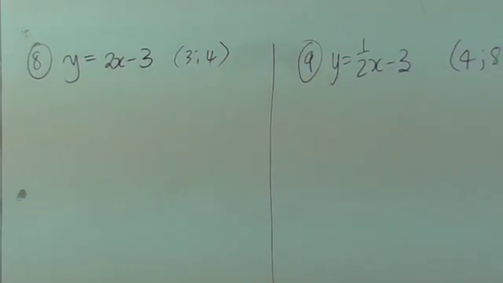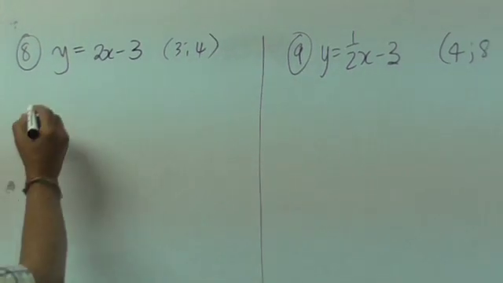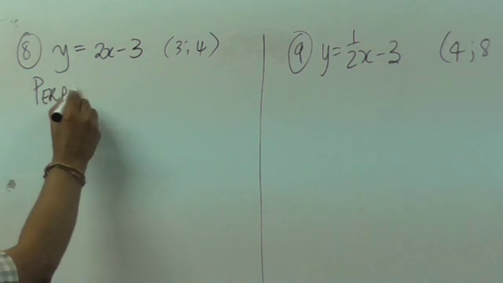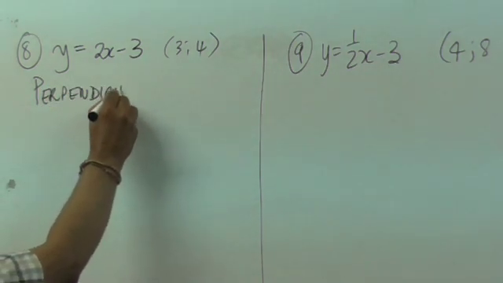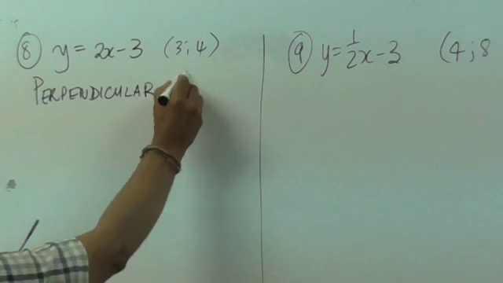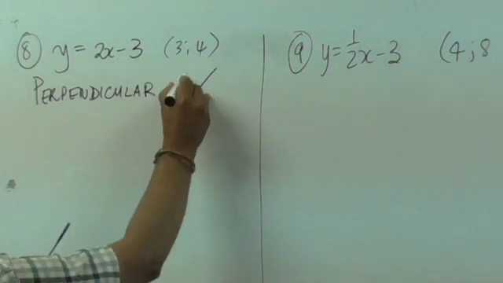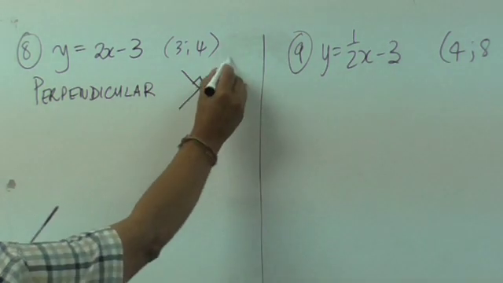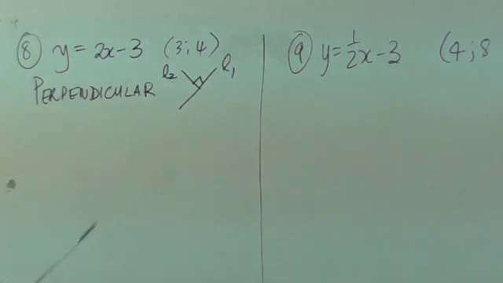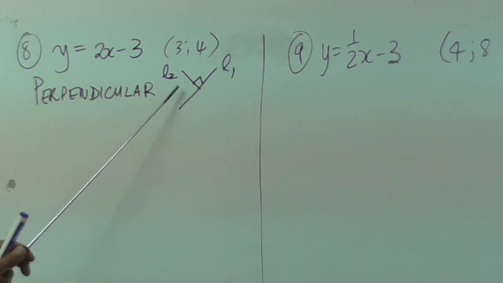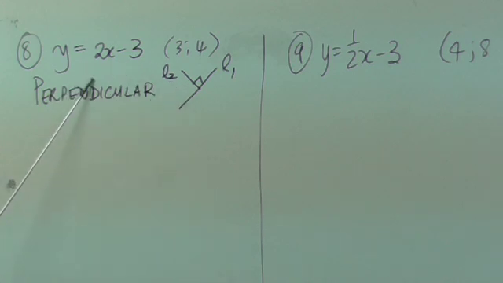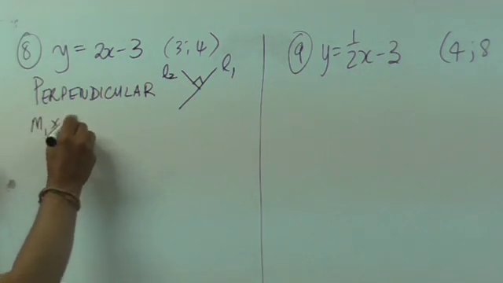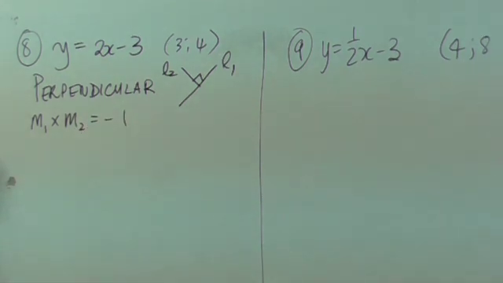Welcome back. Now number 8, you want the lines to be perpendicular. If it's perpendicular, it means the lines form a right angle to each other. That's perpendicular lines. There's line 1, there's line 2, they're forming a right angle. So you must know your facts. If it's perpendicular, then you know that the product of the gradients is equal to minus 1.